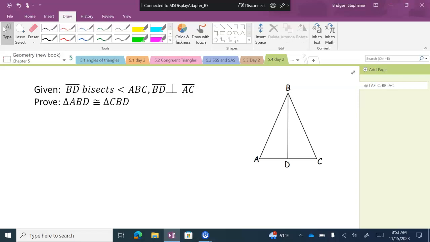If I'm told that I have an angle bisector, then I should be able to name some congruent angles, okay? If I have a segment bisector, then I should be able to name some congruent segments. And if I have some perpendicular lines, I should be able to name some right angles, which would then allow me to say that. That's like a cheat sheet.